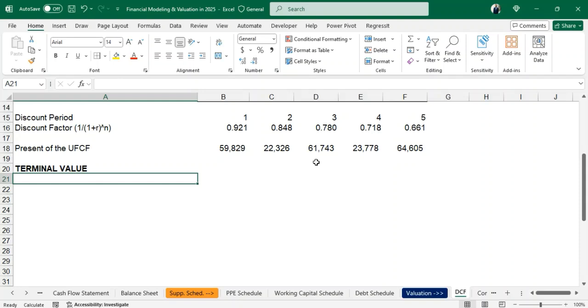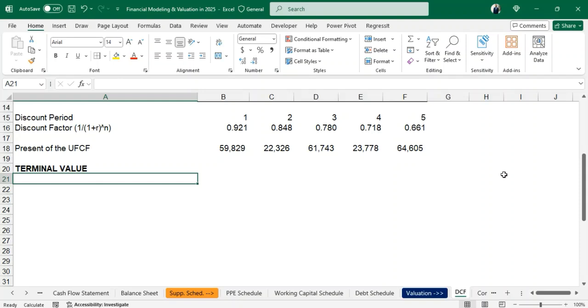So the terminal value estimates the value of the business after the last estimated year, which is 2028. After 2028, what's going to be the value of our business? That is what the terminal value comes to solve.